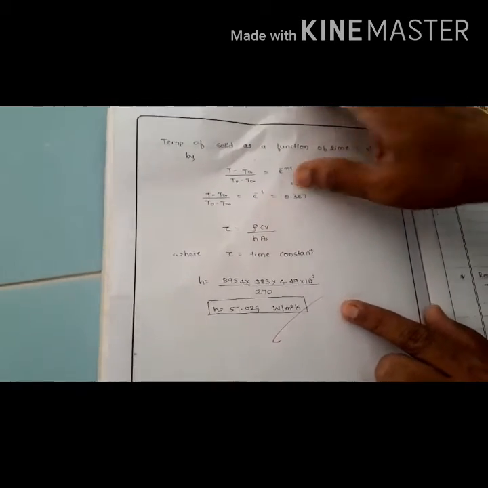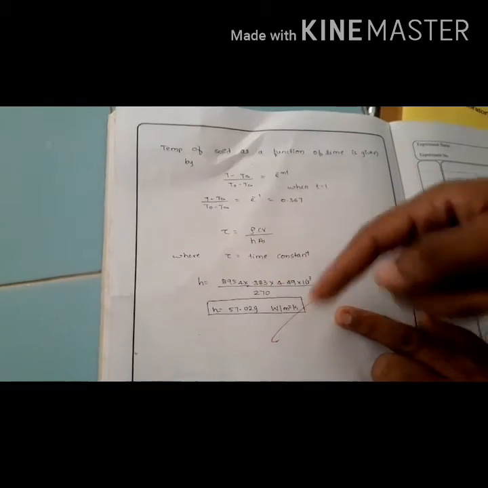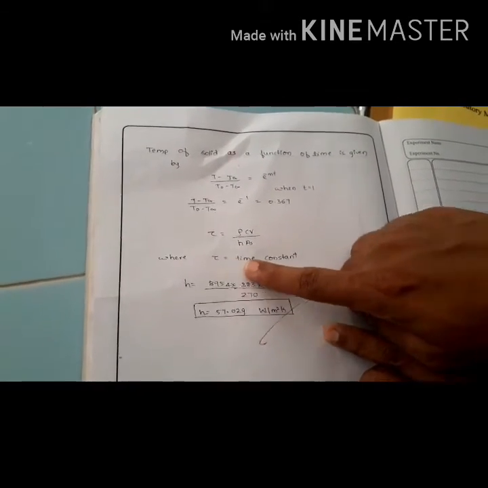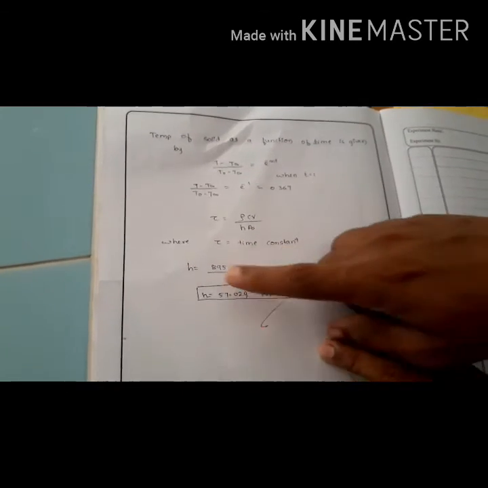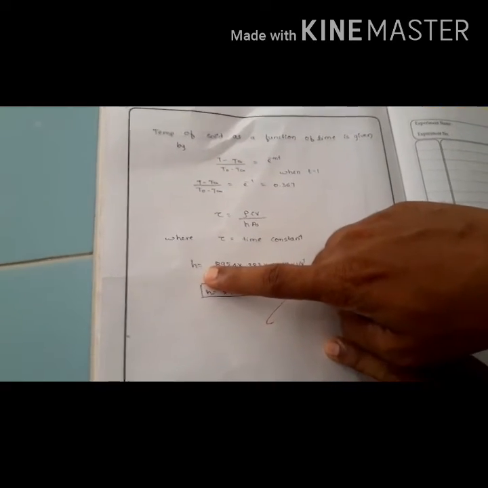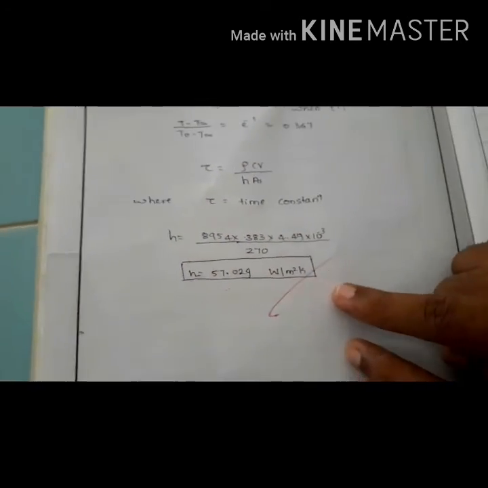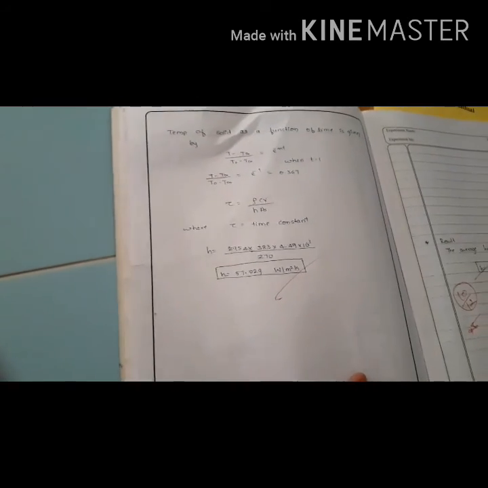When you get the value of tau, that is the vertical line point, that is the time response. Finally, we will get the heat transfer coefficient h. h is equal to, for this reading, 57.029 watt per meter square Kelvin. Likewise, we have to carry out the experiment for unsteady state heat transfer.